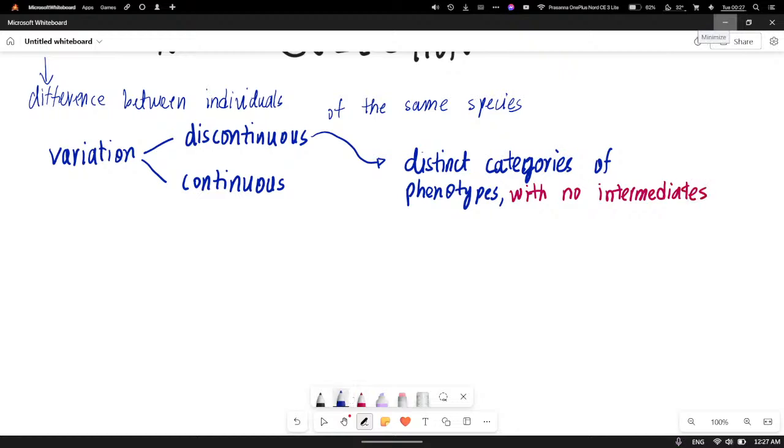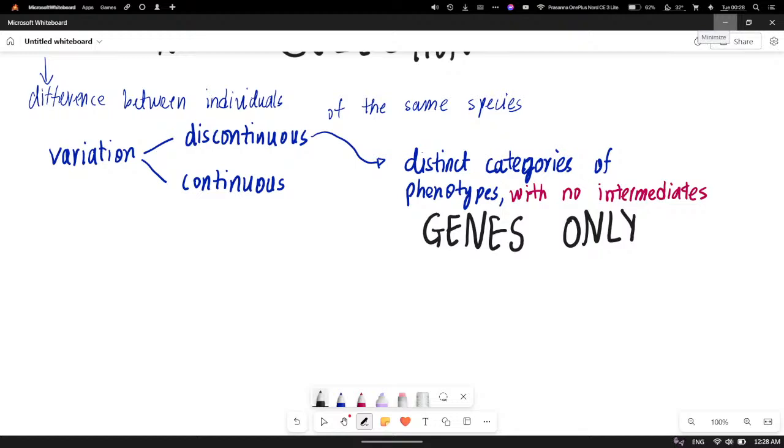Okay, it's always caused by genes. Now, this is the biggest thing you need to know. Discontinuous variation is caused by genes only. One reason for the difference between individuals is that their genotypes are different. For example, blood groups are controlled by our genes.